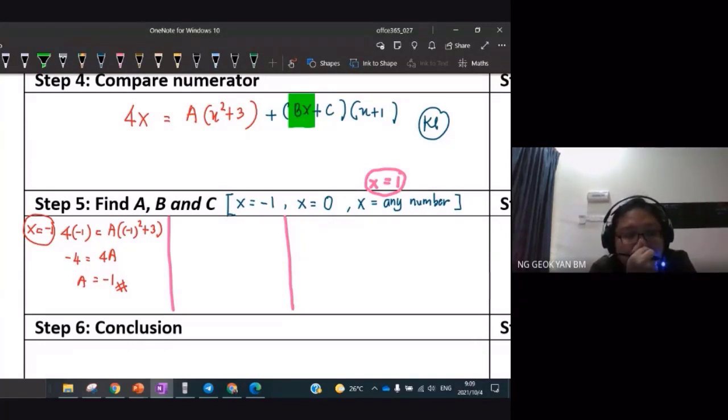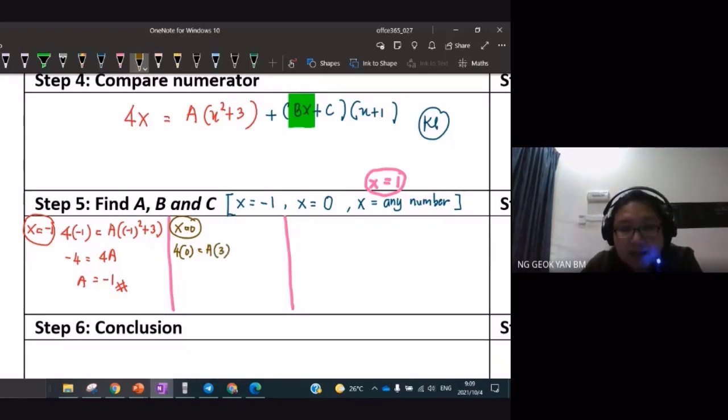Okay, then we proceed to the second value, when x equals 0. So it will be 4 times 0, so this one is automatic. Anda boleh terus, 0 tambah 3, 3 lah. Then di sini kena hati-hati.